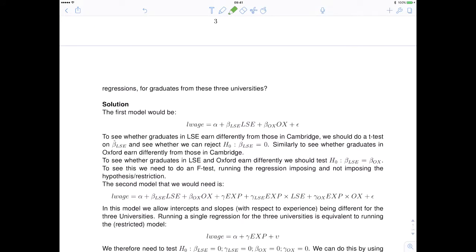Okay, so the first model is very simple. You just have to include dummy variables. How many mutually exclusive groups do you have? 3. How many dummy variables will you include? 2. Good.